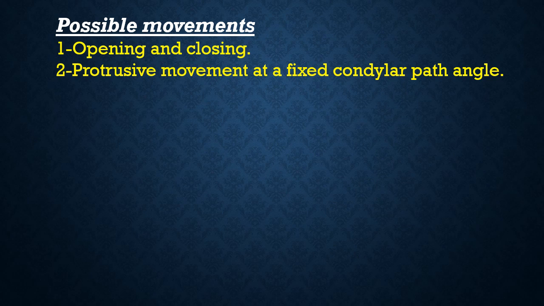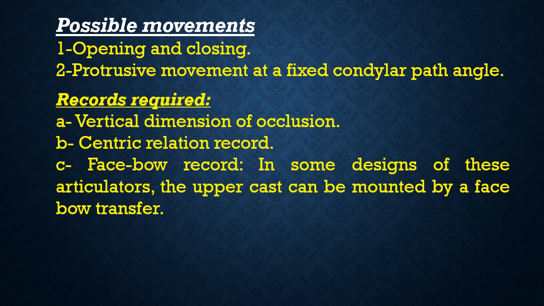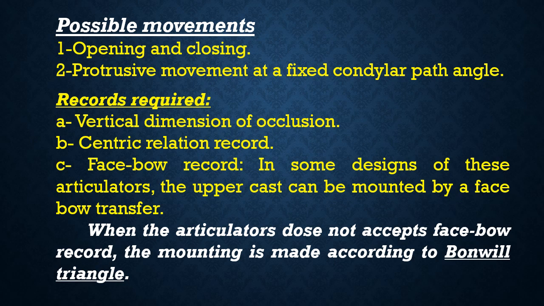Well, the possible movement of a mean value articulator, or fixed condylar path articulator, is opening and closing, and protrusive movement at a fixed condylar path angle, as I said. The records required for such an instrument are vertical dimension of occlusion, centric relation, and facebow transfer record. Not in all designs. In some designs of this articulator, the upper cast could be mounted by a facebow transfer, but mostly it could not accept a facebow record. So when an articulator does not accept a facebow record, the mounting is made according to the Bonwill triangle, which I explained previously.